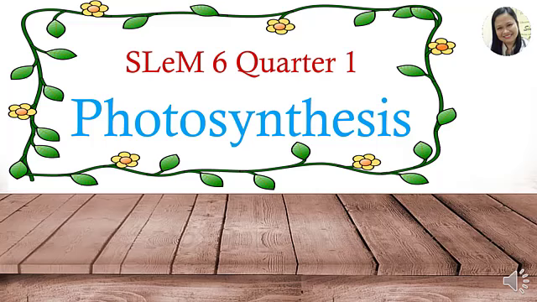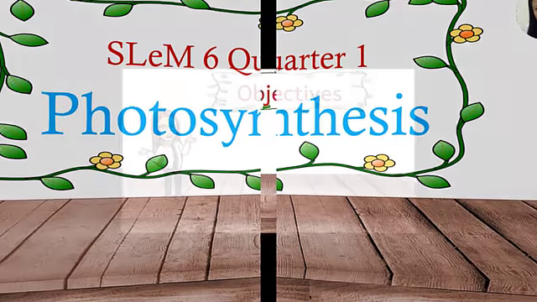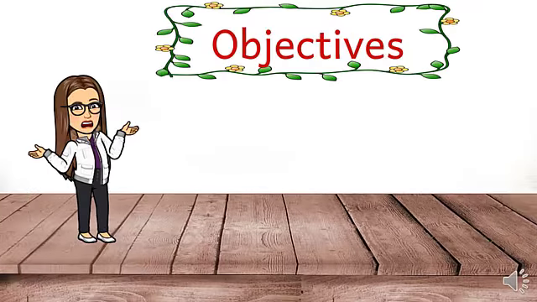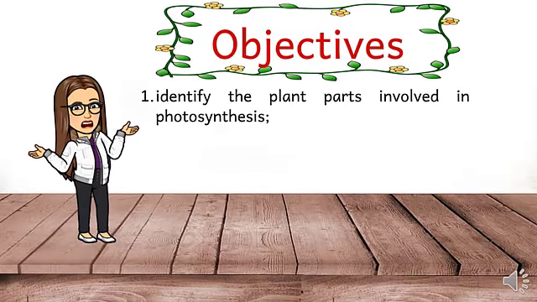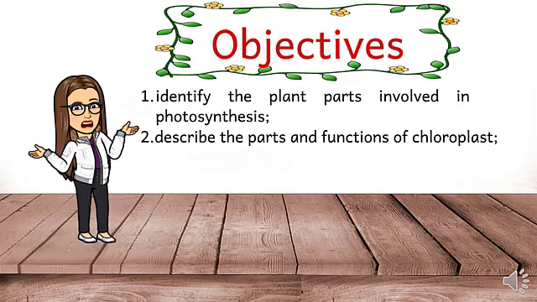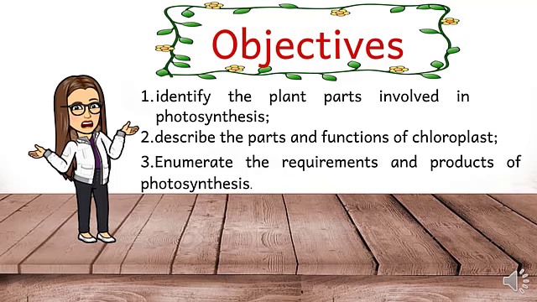Slam 6 Quarter 1, that is all about photosynthesis. What are the objectives? Number 1. Identify the plant parts involved in photosynthesis. Number 2. Describe the parts and functions of chloroplast. Number 3. Enumerate the requirements and products of photosynthesis.